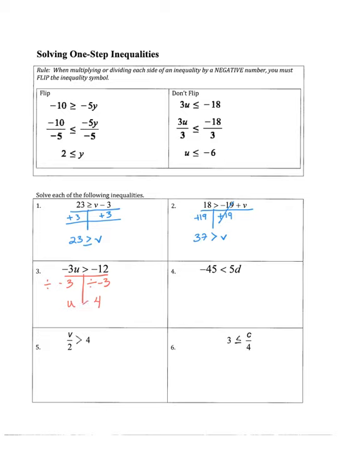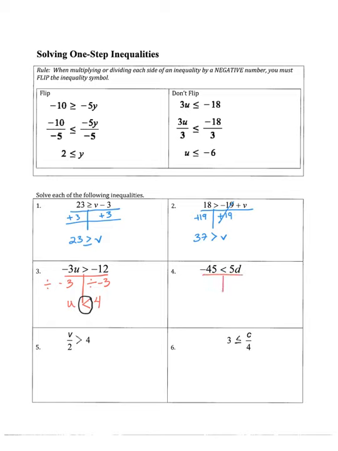So u is now less than 4. Big circle around this. U is less than 4 because I divided by a negative number. Let that sink in. I divided both sides by -3, therefore the inequality sign flips. Let's do number 4.